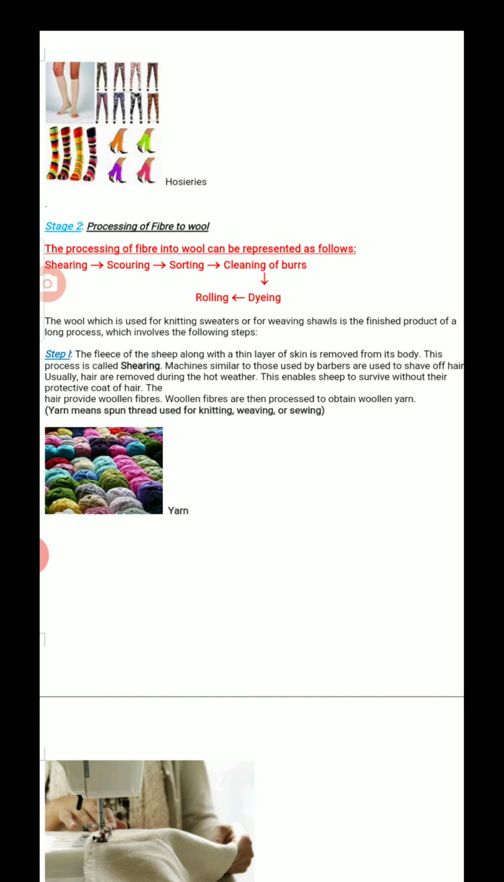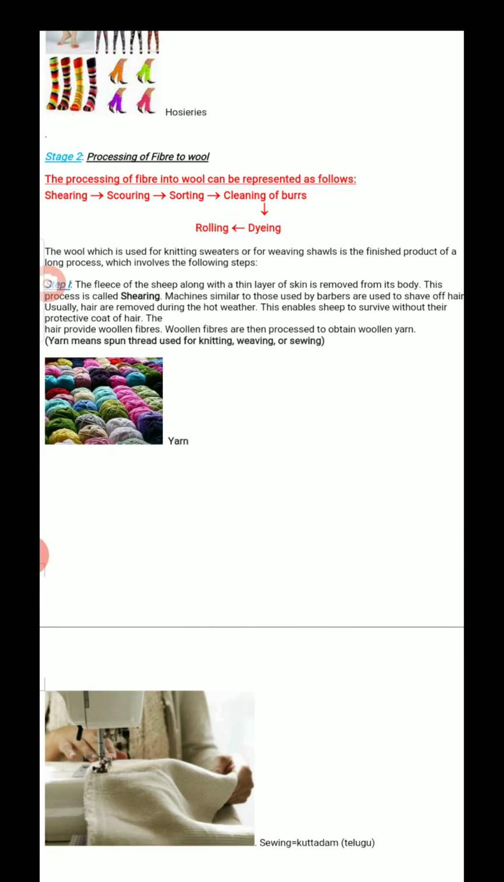The hair provides a woolen fiber. This wool, which is the hair which is removed from the body, it is a main fiber, woolen fiber. This woolen fiber is processed to obtain woolen yarn. So you can see yarn here. Yarn means thread-like material which is wounded like that. So yarn means spun thread used for knitting, weaving and sewing.